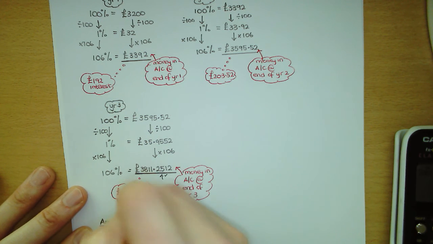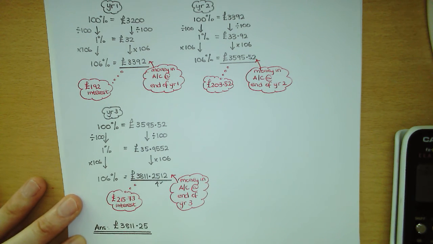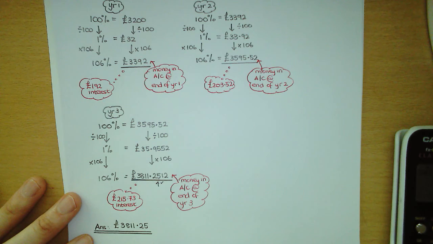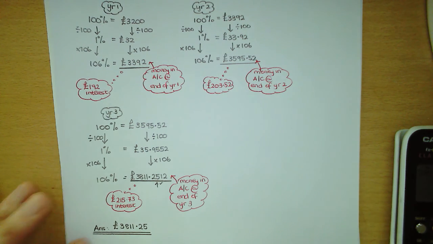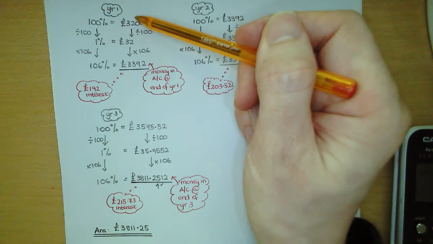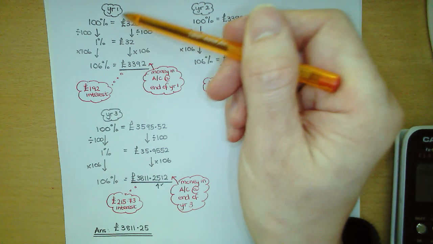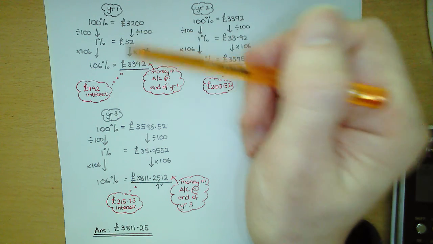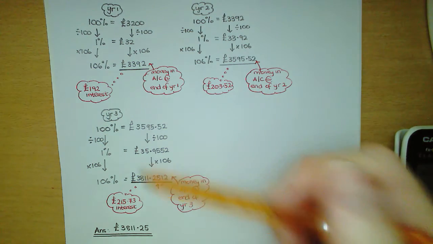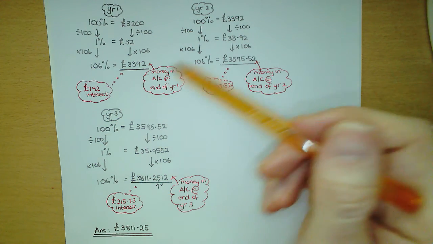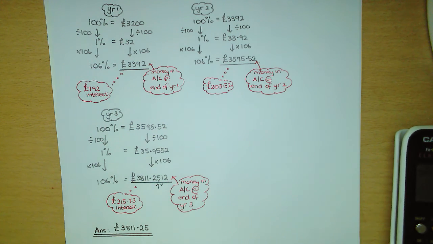So hopefully that's clear to see the difference between compound interest and simple interest. Remember, simple interest is only calculated on the amount of money at the beginning of year one. Compound interest is calculated on the amount of money every year. Okay, so you have to do a calculation for every single year when it's compound interest. You only need to do a calculation for year one when it's simple interest.